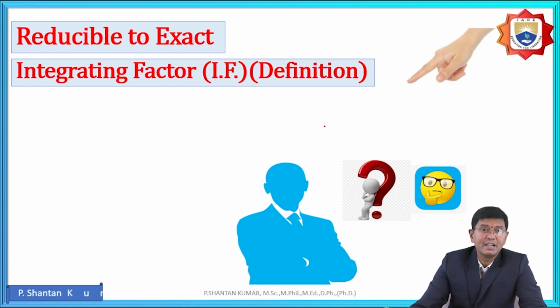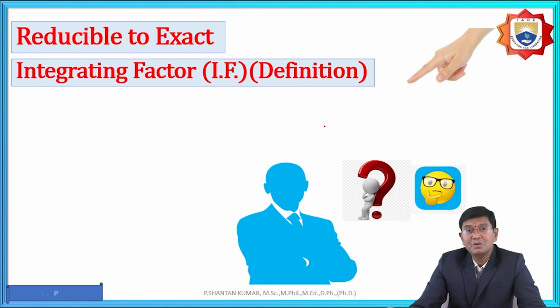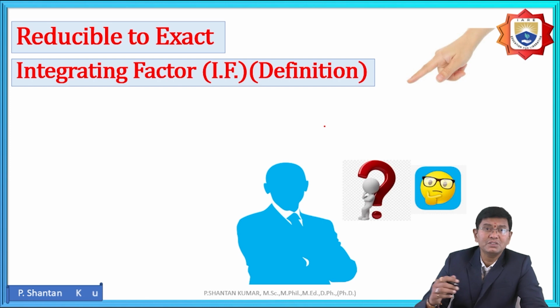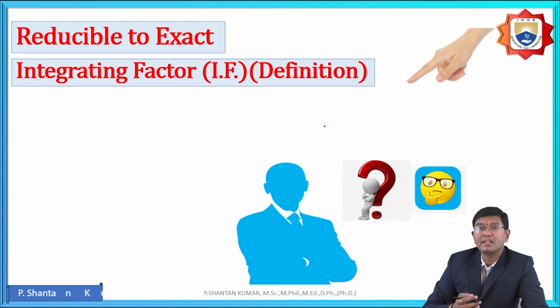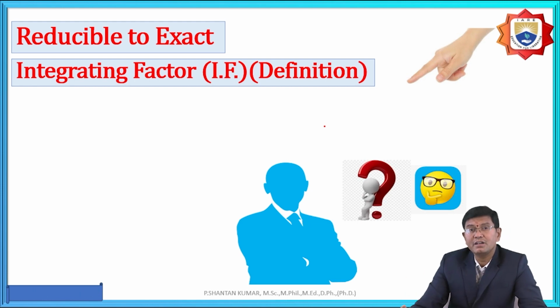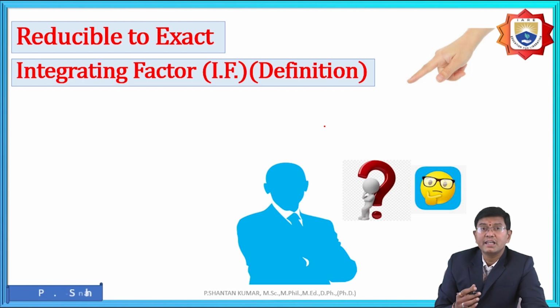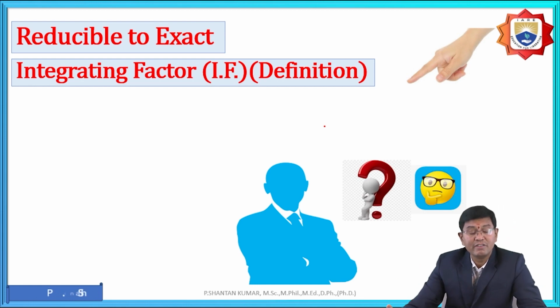The integrating factor is what we use whenever the equation is not exact. To change it into an exact differential equation, we multiply by a suitable factor. The factor may be a function of x, a function of y, or a constant. By multiplying the given equation by that factor, the equation is reducible to an exact differential equation. That is the purpose of using the integrating factor.